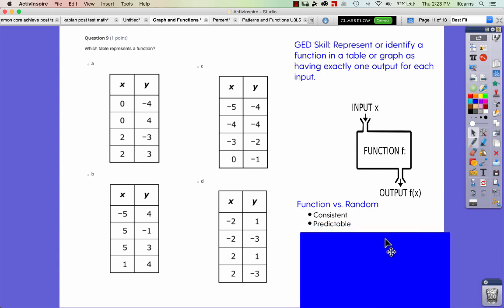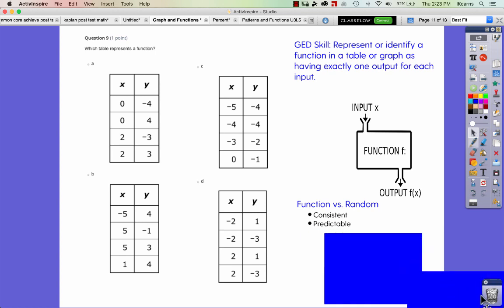So here's the thing. Functions are consistent. Functions are predictable. They're not random. So the opposite of a function is randomness, right? It's things that don't necessarily make sense. There's no pattern to them. So now what other extension I want to make is if X is the input, we want them to have only one output for that version. So if you look at this, if the input is 0, X could be 0, it's twice. So we have X here is outputting -4.